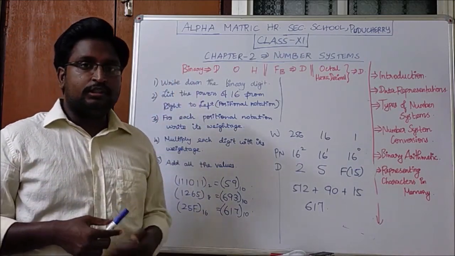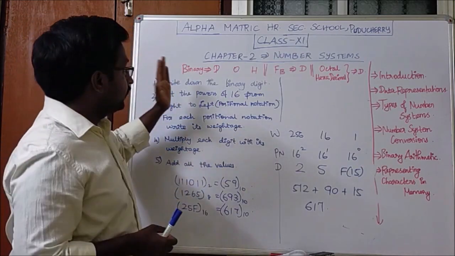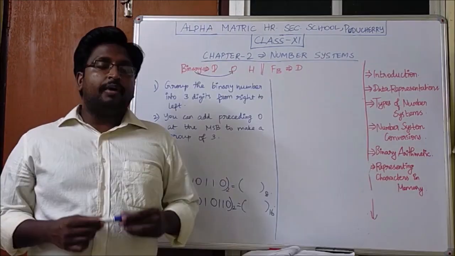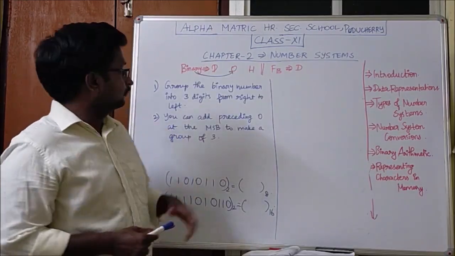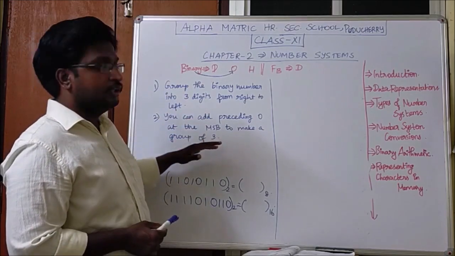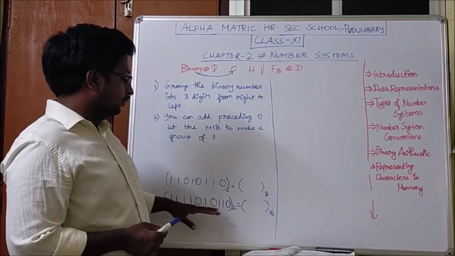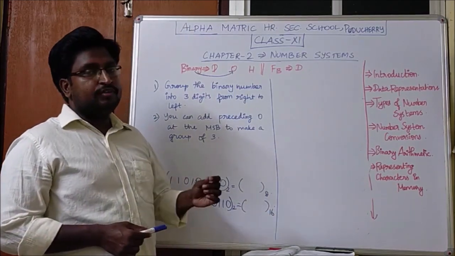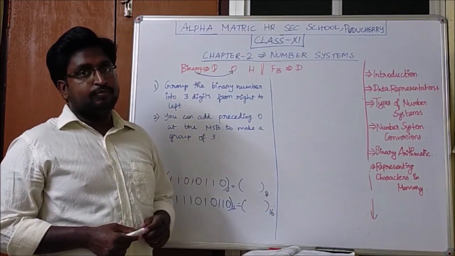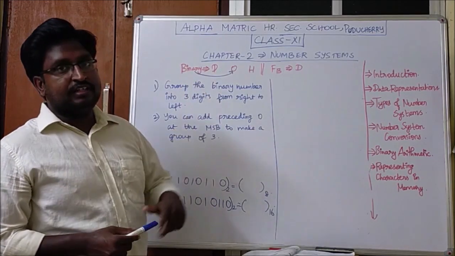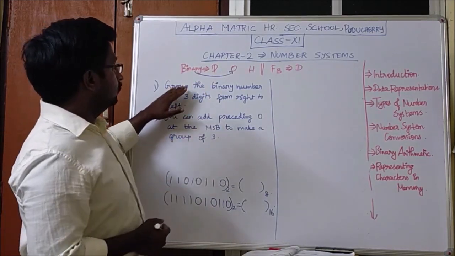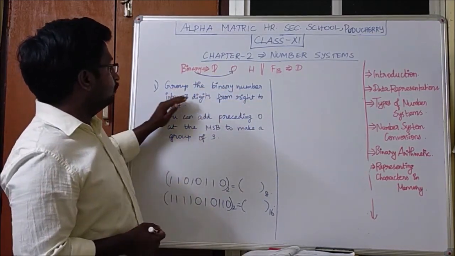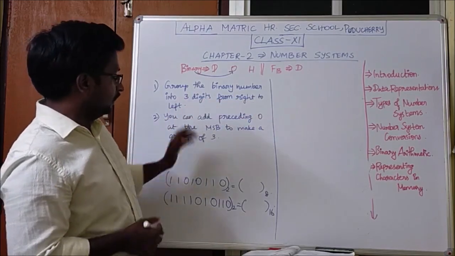Next we will see the steps for binary to octal conversion. These are the two steps which we are going to follow, and these are the examples for binary to octal conversion and binary to hexadecimal conversion. There will be some slight changes in the steps between octal and hexadecimal. So first, group the binary number into 3 digits from right to left.